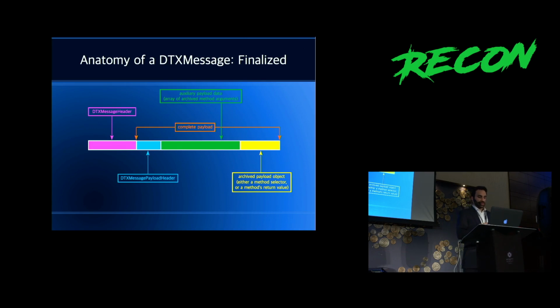We see that each message is broken up into two parts, the header and the payload. And the payload itself is broken up into the payload header, the auxiliary data, and the payload object. The auxiliary data will contain the method arguments. The payload object will contain the method selector or the return value of a method.